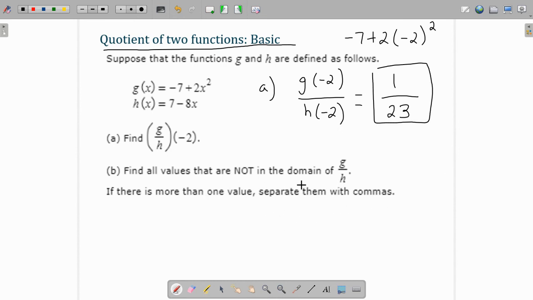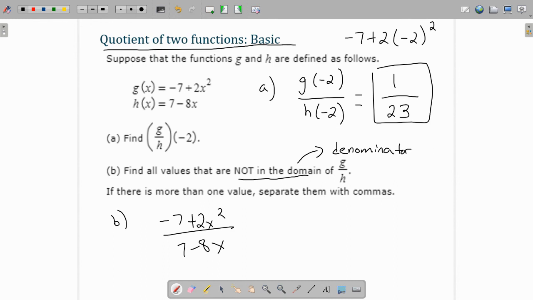Okay, find all values that are not in the domain of G over H. So I'm going to write G over H. Okay, this is part B. So excluded values not in the domain, that's when your denominator, or bottom, equals 0. And of course, we have to solve once we set that equal to 0. So we're going to take the bottom. We don't care about the top.